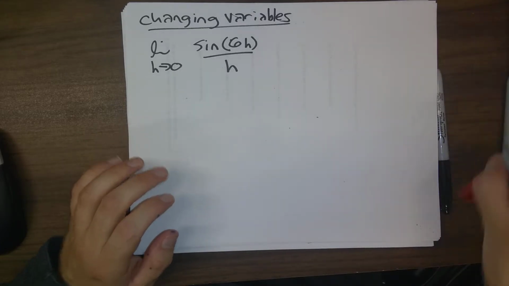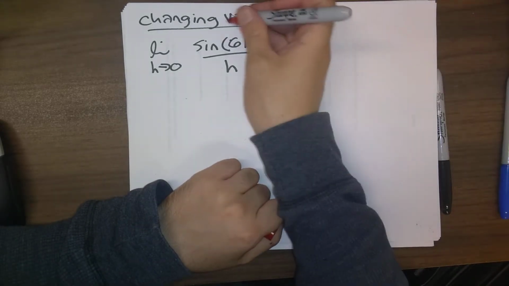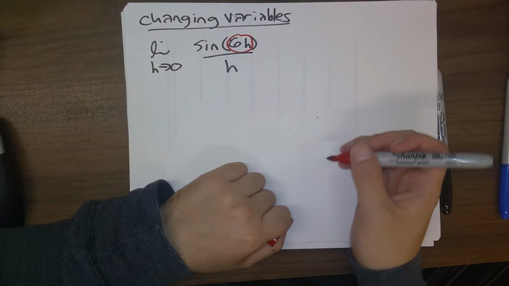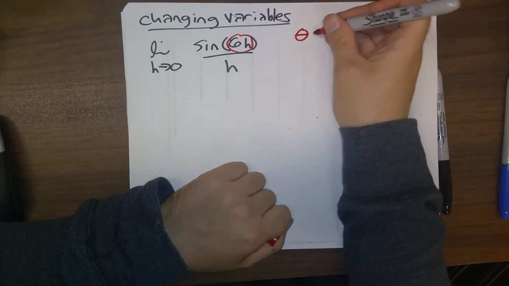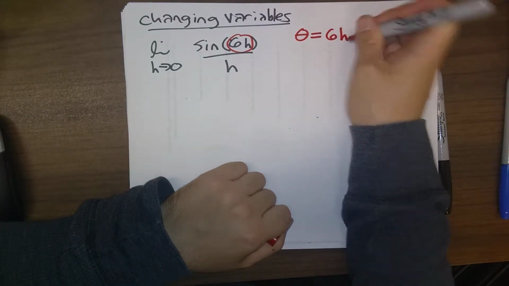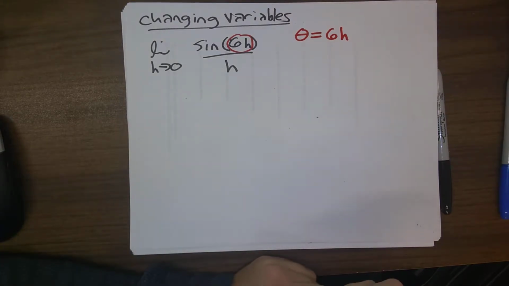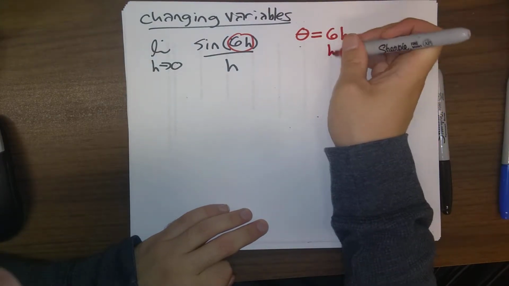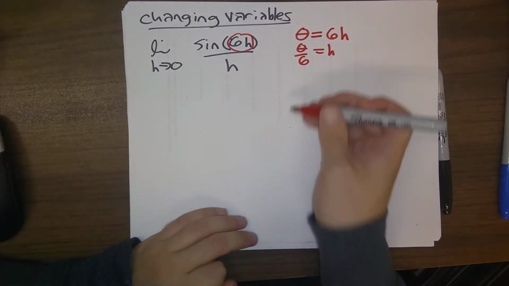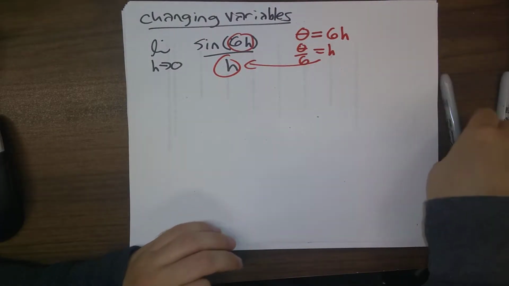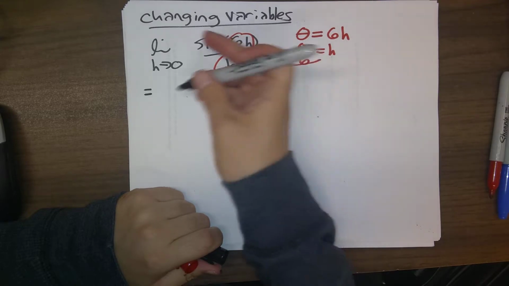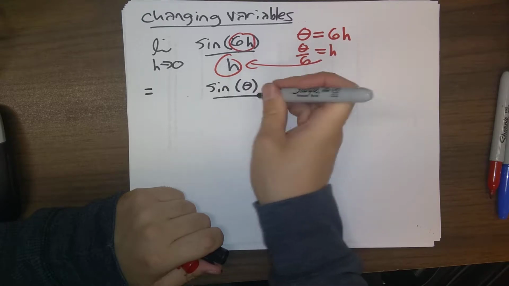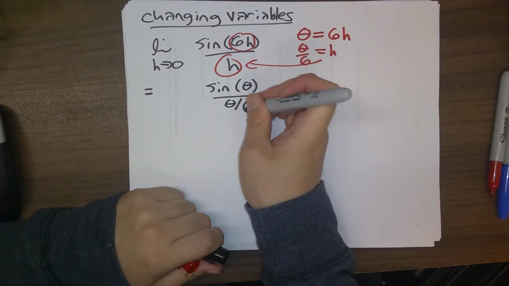So instead, what we're going to do is approach this by changing variables. We're going to do a substitution. And so we're very comfortable with having sine theta. We have sine of 6h, so that suggests that we're going to set theta equal to 6h. And so if we do that, well, theta is 6h, then h is going to be theta over 6, so that can replace our denominator. And so the expression we're taking the limit of is sine of theta over 6.